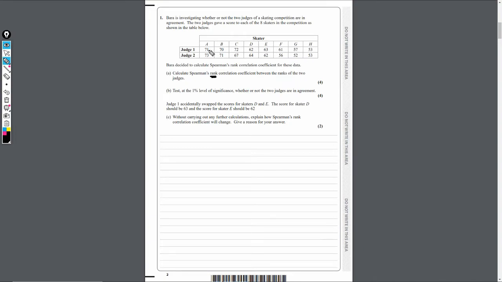So we're going to start from smallest to biggest. My smallest is just this 53 here, so I'm going to do the ranks above. That's rank 1. My next one is 57, so that'd be 2. This is all you've got to do for the beginning. My next one is 61, so that's 3. 62, that'd be 4. 63 would be 5. 70 would be 6. And then 71, and then 72. Okay, so they are the ranks for judge 1.